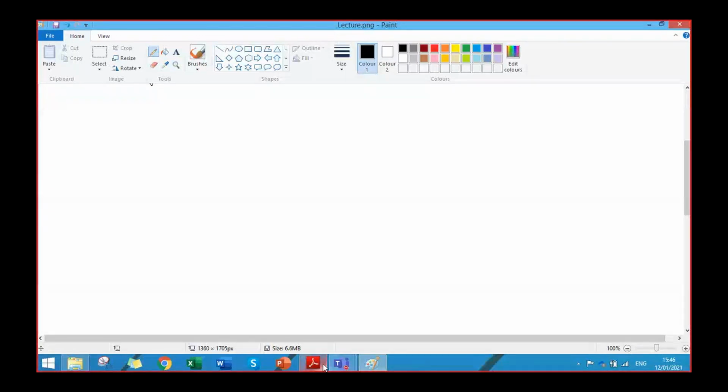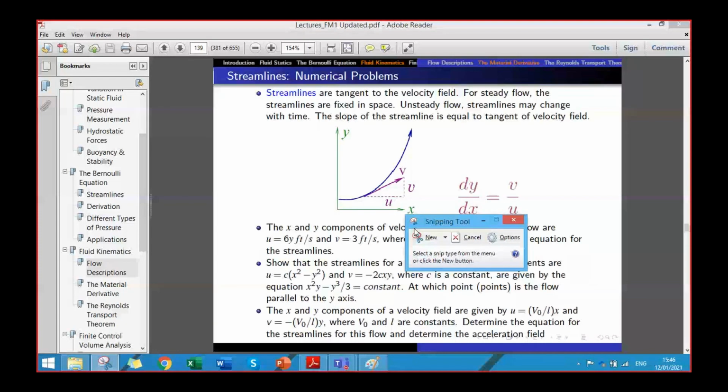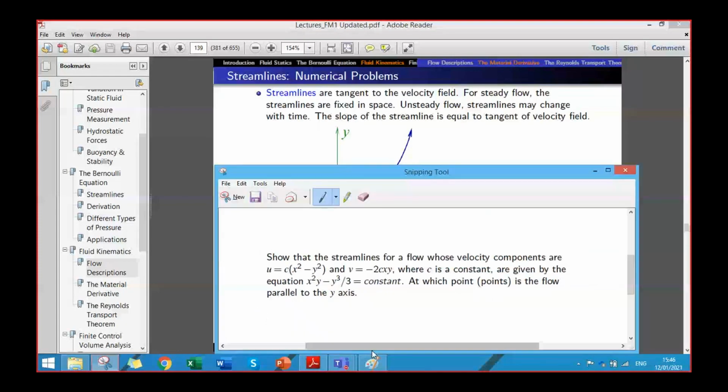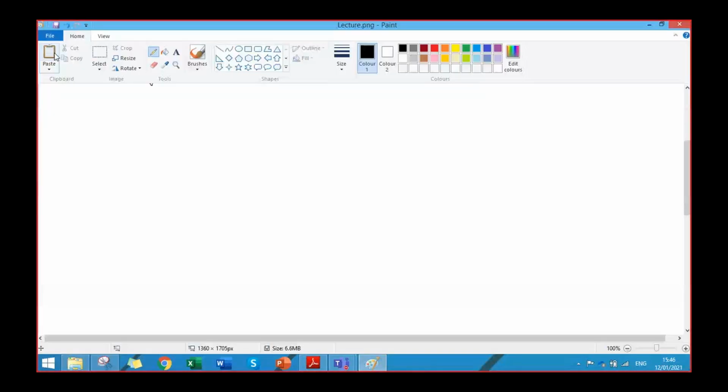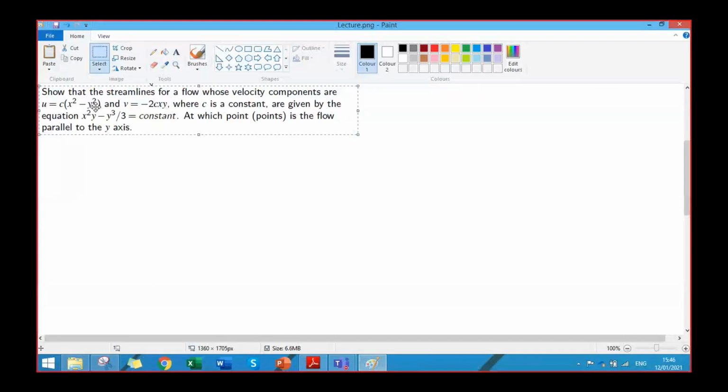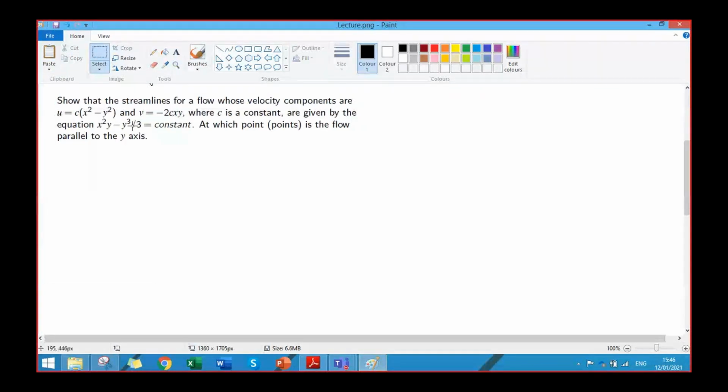Let me write the statement here. In this problem, we were given two functions of the velocity, the u component of the velocity and the v component of the velocity, provided that c is a constant. It is asked to show that these are the components for the streamline equation x squared y minus y cubed by 3 equal to constant.